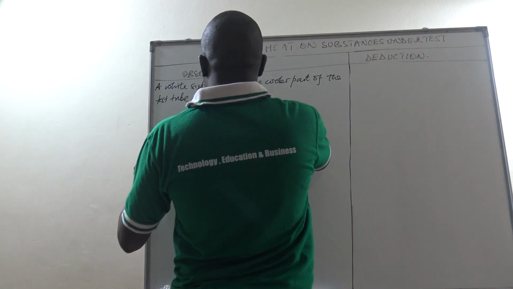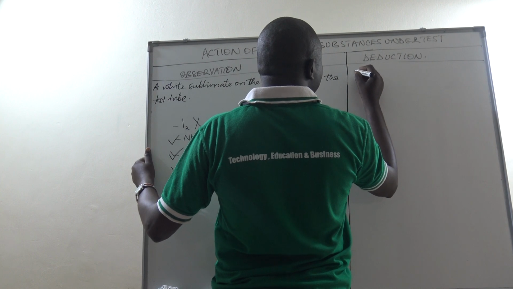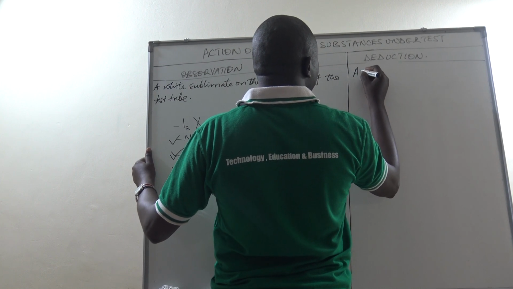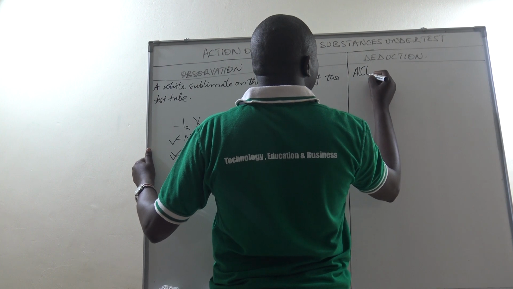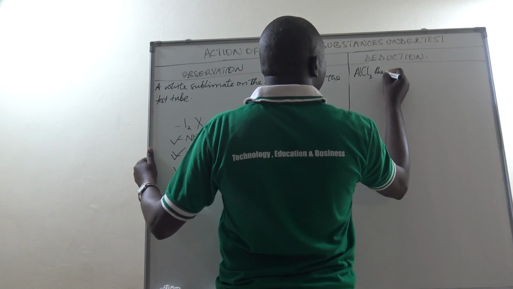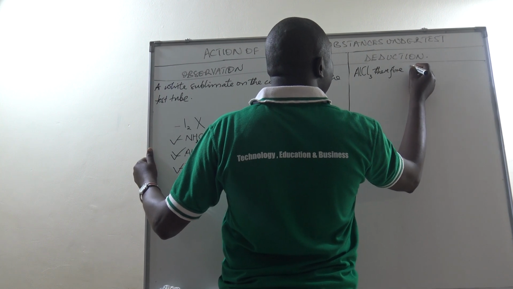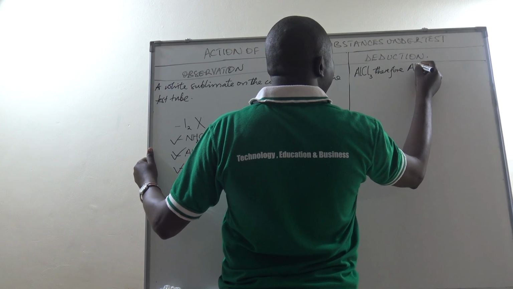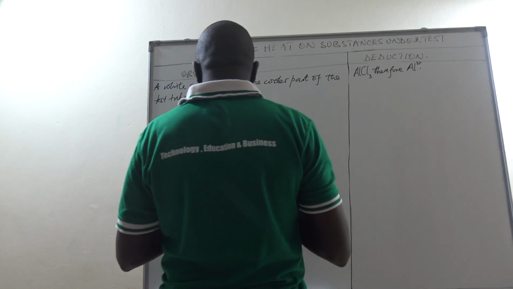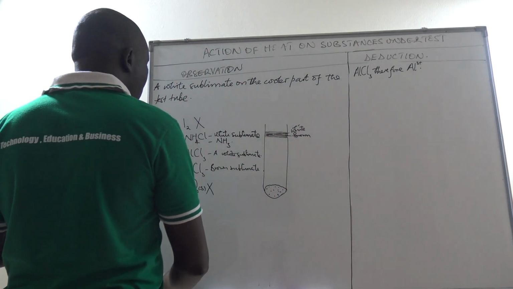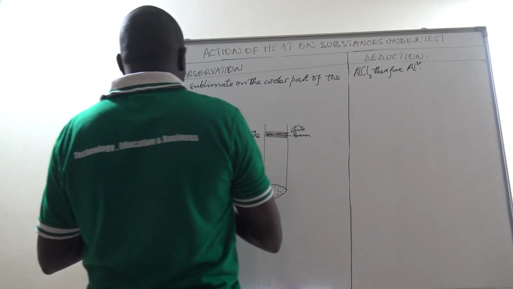So if you have got only a white sublimate on the cooler part of the test tube, that means that it is aluminum chloride. Therefore, it is aluminum ion, which is present in that white sublimate. Then let us go to ammonium chloride.